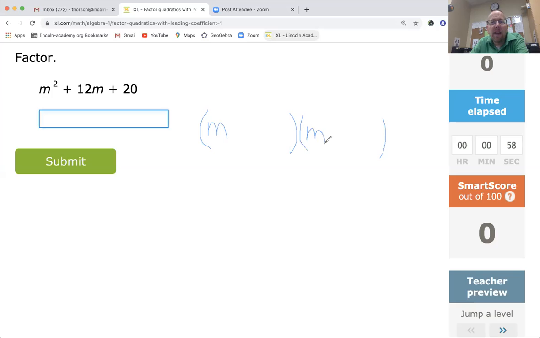And now you just got to find two numbers that multiply to give you 20, but add to give you 12. So can you come up with those two numbers, Brock?